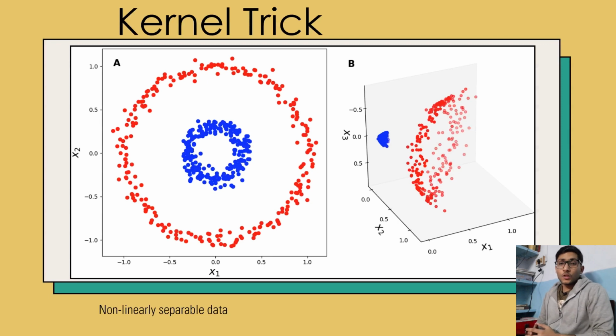Hello and welcome. Today we are going to talk about how do we separate a non-linear dataset using a linear classifier using what is known as a kernel trick. We shall understand why this is referred to as a trick and not a technique.